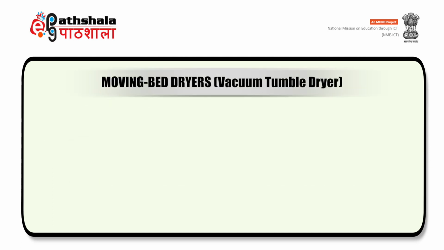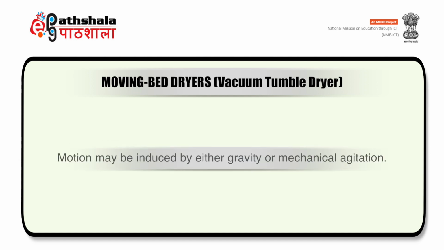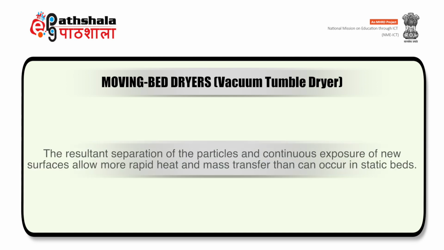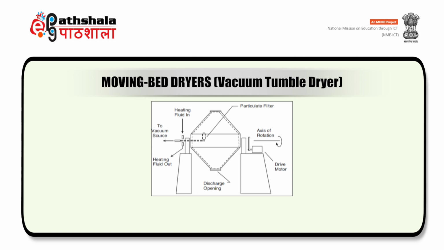Now we will discuss moving bed dryers. These are the systems in which the drying particles are partially separated so that they flow over each other. Motion may be induced by either gravity or mechanical agitation. The resultant separation of particles and continuous exposure of new surfaces allow more rapid heat and mass transfer than can occur in static beds. Under the moving bed system, we will first discuss the vacuum tumble dryer.